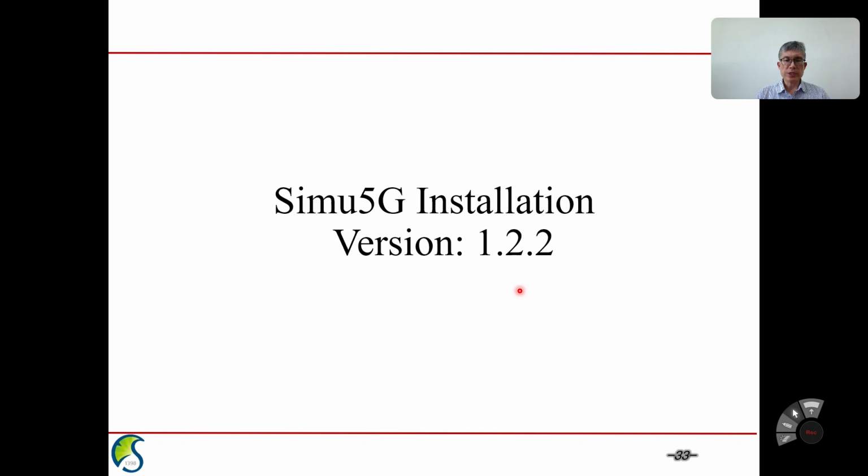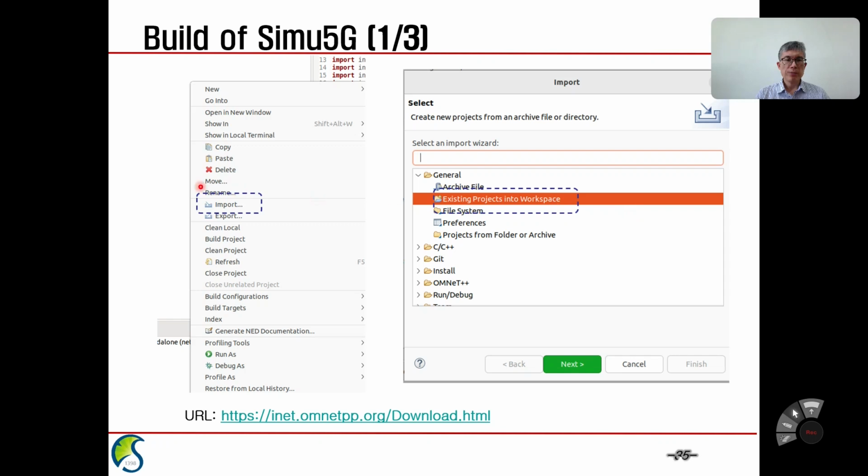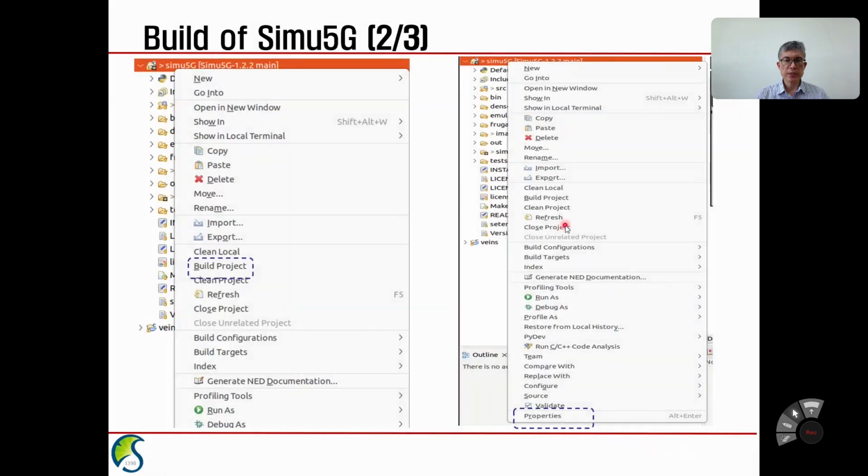So for Simu5G installation, you click the Simu5G organization, and then you can download the zip over Git, and then import it, okay, and then use the project in the workspace. Select it, and then build the project. Okay, so you always select Simu5G and build.